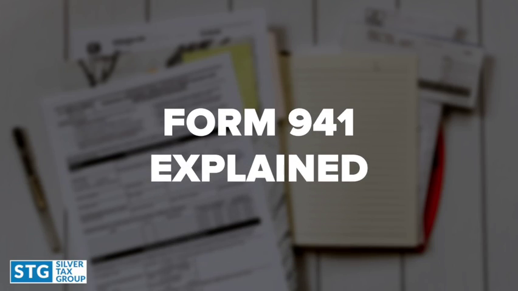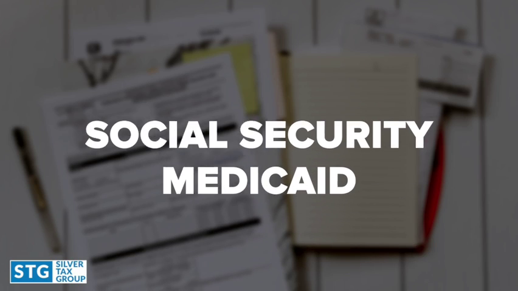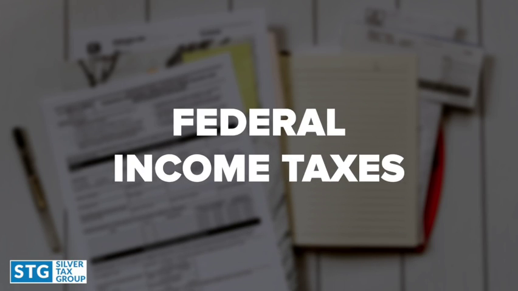Form 941 explained. Employers are required to file this form to report their quarterly taxes. This includes things like Social Security, Medicaid, and federal income taxes. These taxes are required to be withheld from your employees' wages. The amount may change depending on their annual compensation.